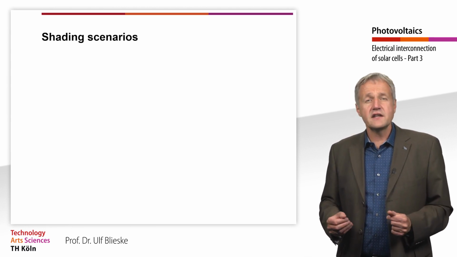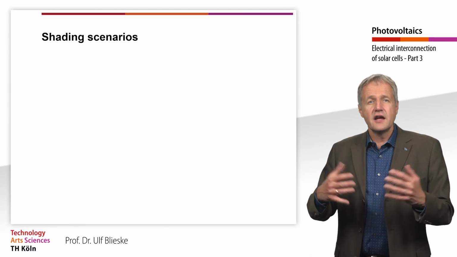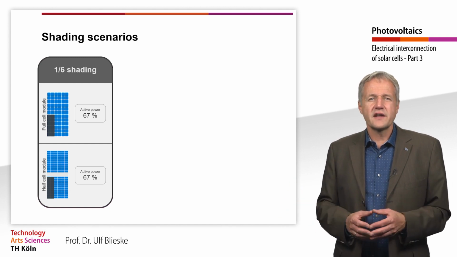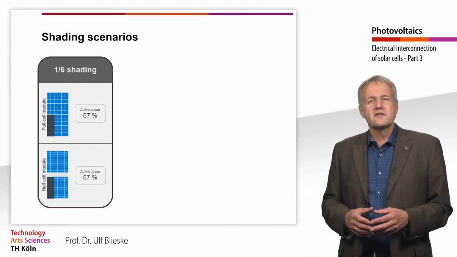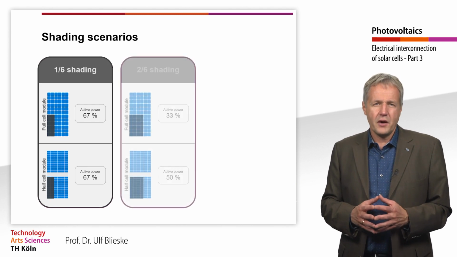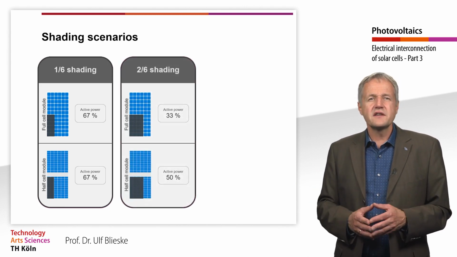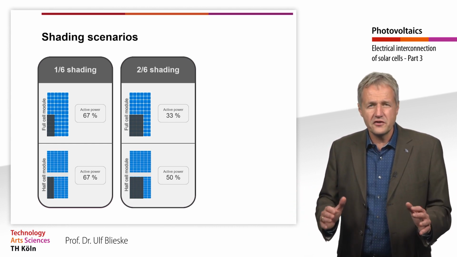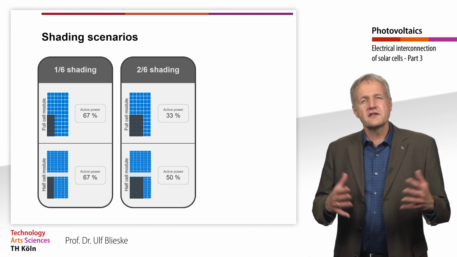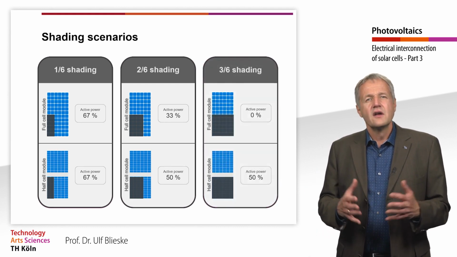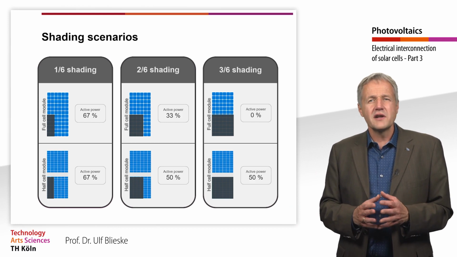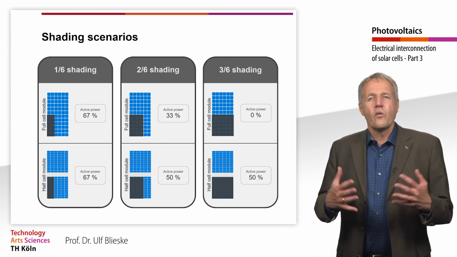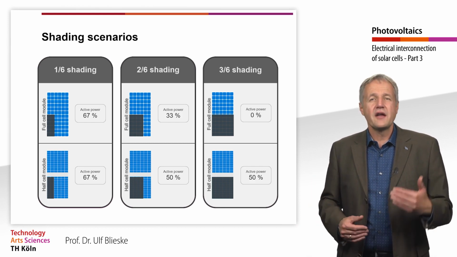Let's compare the shading situations of the half cell and full cell modules again. If one of the 6 strings is shaded, both modules still deliver 67% of the power. If the shading increases to 2 of 6 strings, the power of the full cell module drops to 33%. For the half cell module it is still 50%. If the bottom half of the module is completely shaded, the power of the full cell module drops to 0, while the half cell module continues to supply 50%.